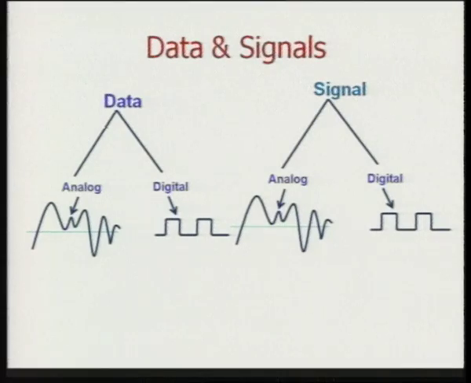Data, as we know, could be analog or digital, and signal again could be analog or digital. So, we are looking at a situation where the data is analog and the signal could be analog or digital. We are looking at how this analog data is going to be converted into analog signals or into digital signals. That is what we will be looking at today, the techniques which are used for doing this transformation.